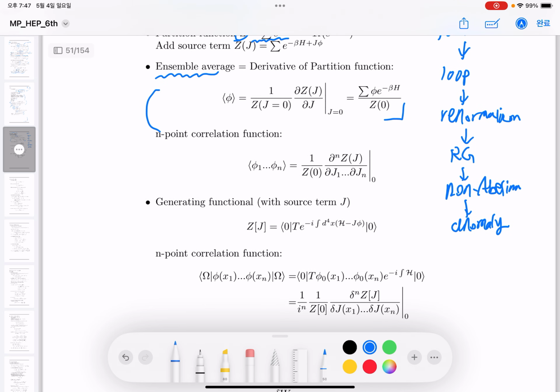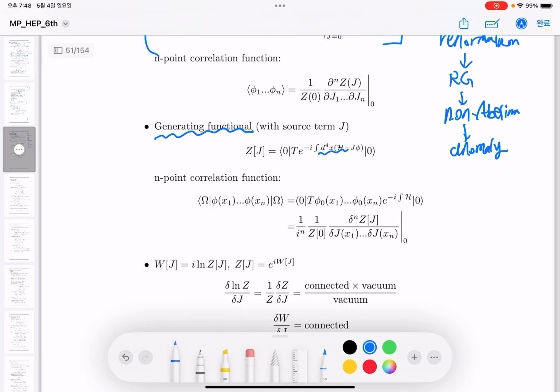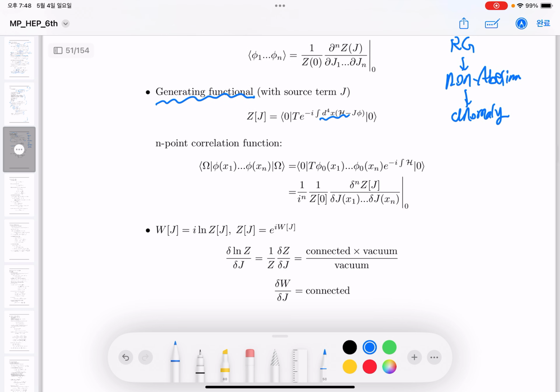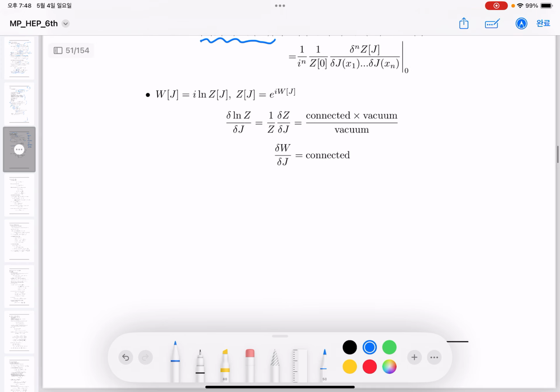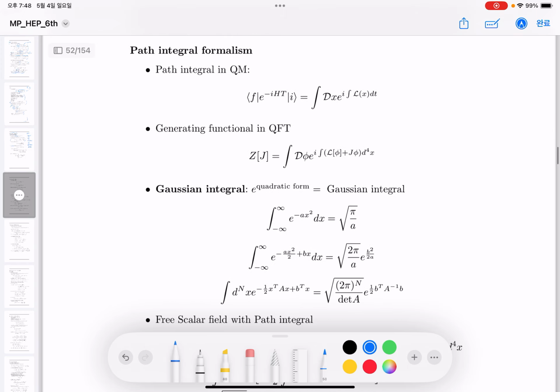Similarly, in the path integral formulation, we can define the generating function instead of the Hamiltonian, with the Hamiltonian density integrated over space-time, and similarly we can obtain the n-point correlation function by the derivative of the generating function. Such a generating functional formalism is similar to the path integral formalism in quantum mechanics.